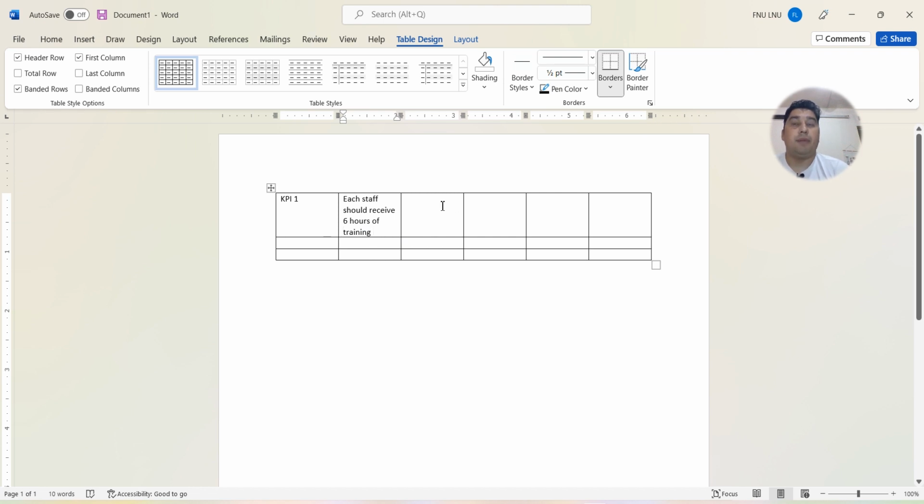So how am I going to measure it? I'm going to measure it quarterly. It depends on you. You can measure it quarterly, every 3 months, half yearly, or yearly. It depends on you. Let's say that I'm monitoring quarterly.